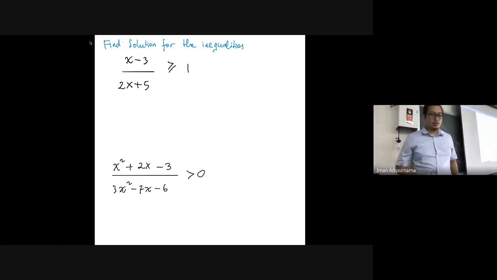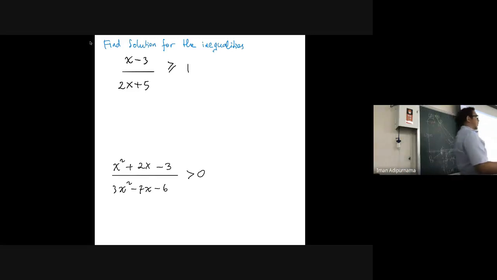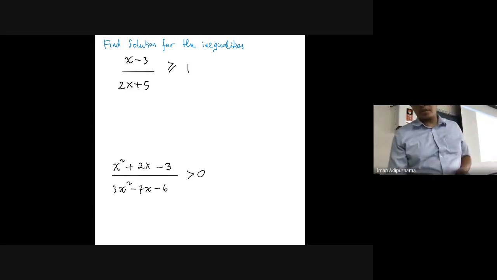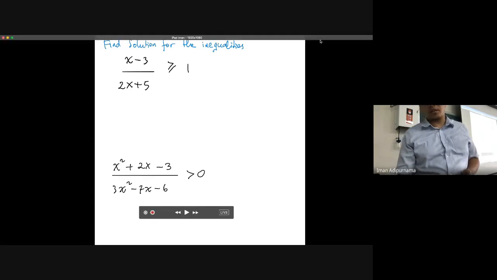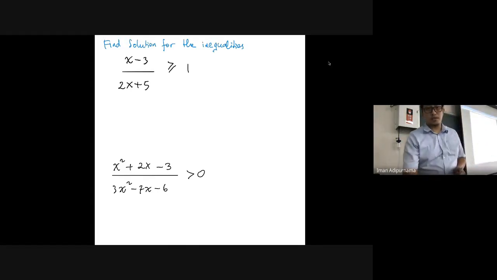How much time do you need to solve these two? Do you think you can? If you finish, raise your hand. Also, for the online students, if you try to solve, you can write the answer in the chat box. Try your best.